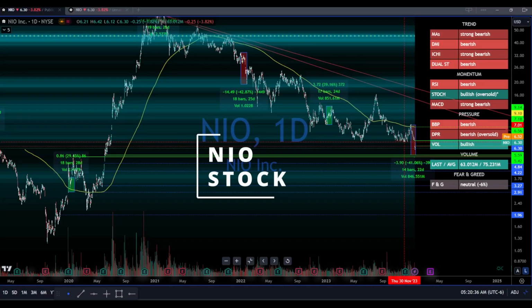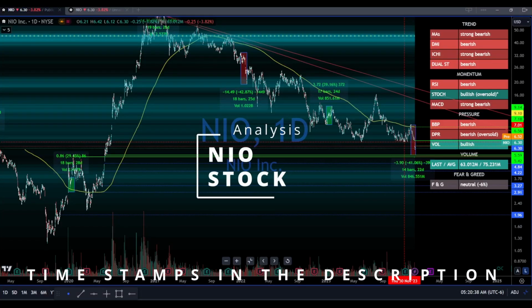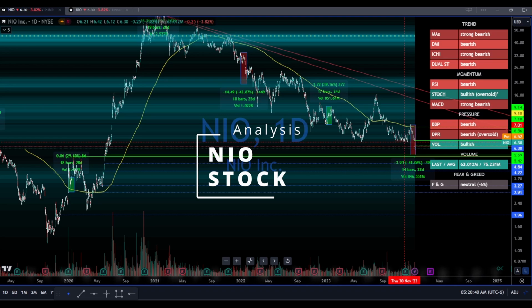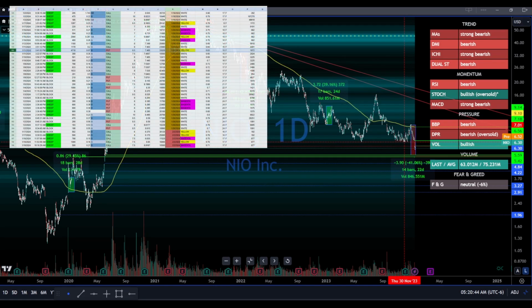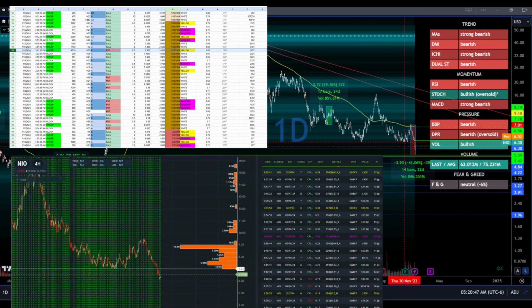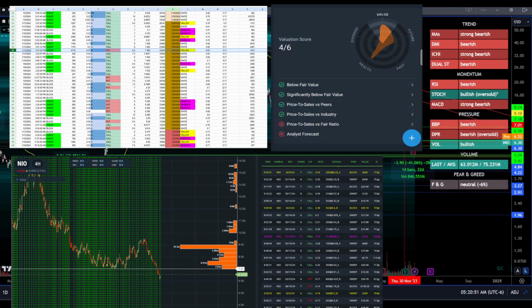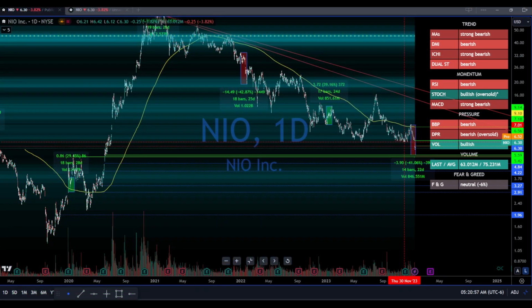Morning, traders. So today we're going to be looking at NEO, and we're going to do a pretty comprehensive but brief breakdown. We're going to look at what the options market is saying, what the dark pool data suggests. We're also going to take a glimpse into the fundamentals and see if we can find any clues there as to what the future holds for NEO.